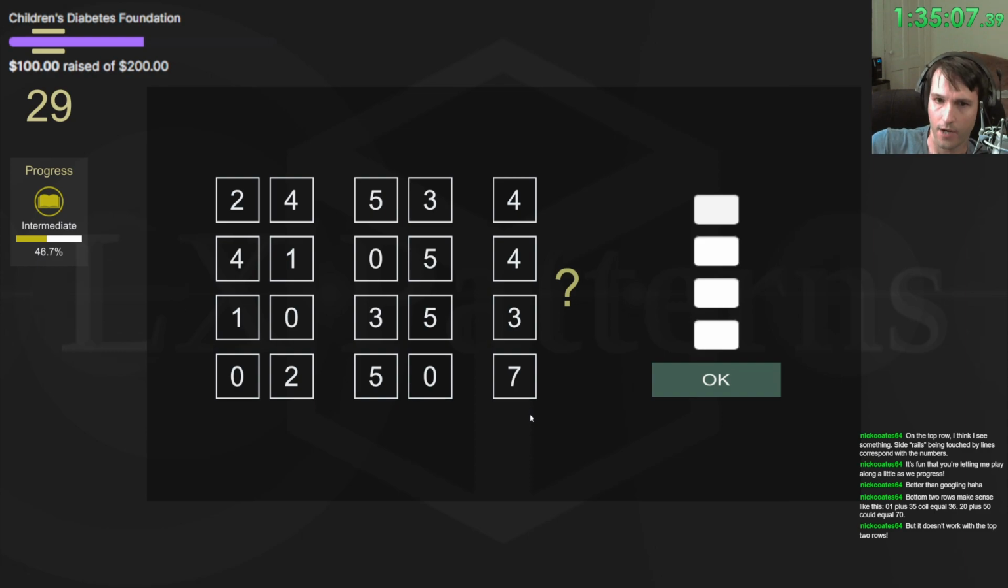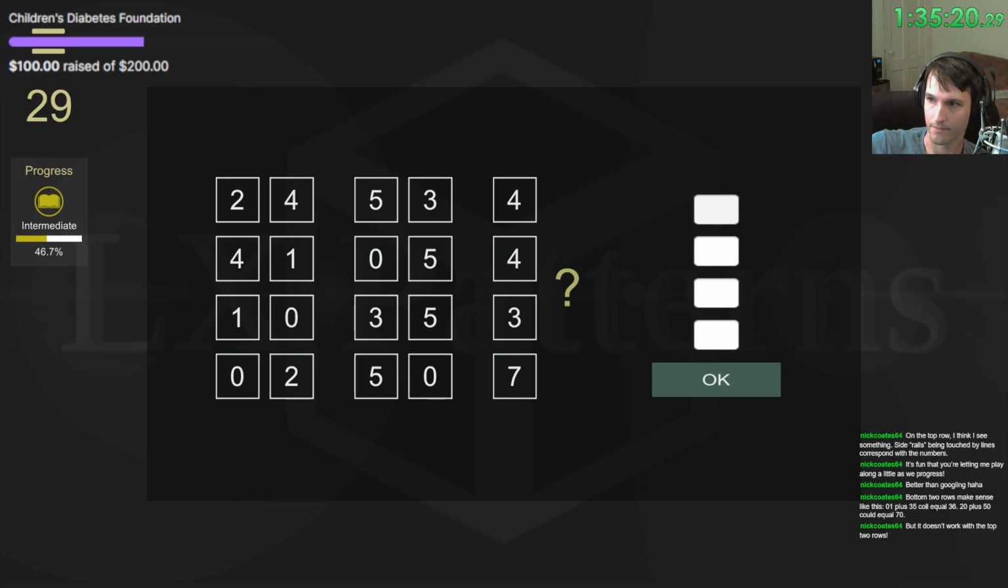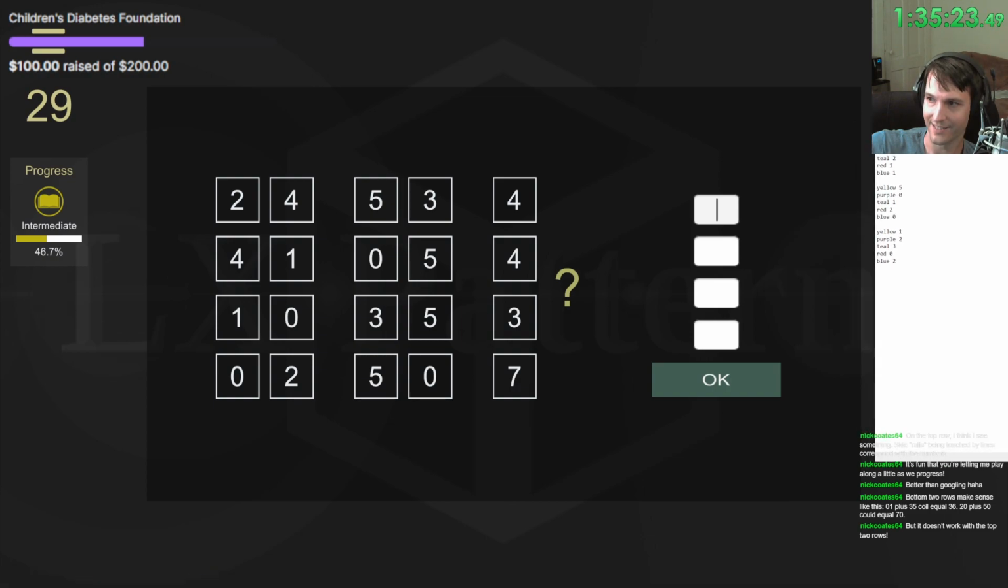So if we just outright add those numbers together, I can actually incorporate this, my color combinations for the flag one that I was running. You probably can't see it, it's probably too tiny. So we have 2, 4, 5, 3, 4, 1, 0, 5, 1, 0, 3, 5, 0, 2, 5, 0. I could even do it in Excel and make it bigger.